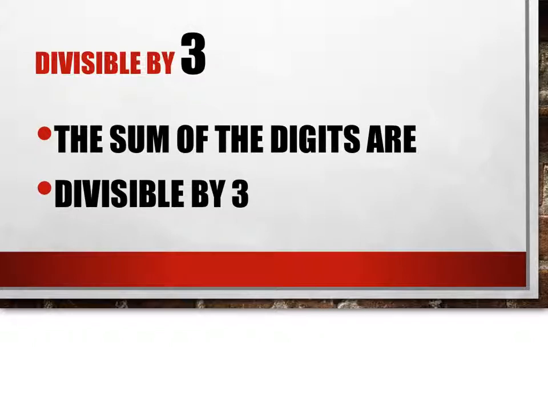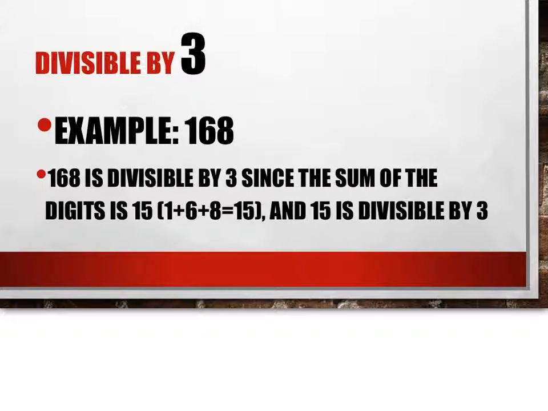Here's the next rule. We're going to find numbers that are divisible by 3 now. In order to find that, this is going to be the sum of the digits. So we're going to add up the digits, and that number has to be divisible by 3. So now let's take a look at an example. Again, we're going to take a look at the number 168. We can say that number 168 is divisible by 3 because when we add up the digits, 1, 6, and 8, they equal 15. And 15 is divisible by 3. And so we can now say that this number 168 is divisible by 3.